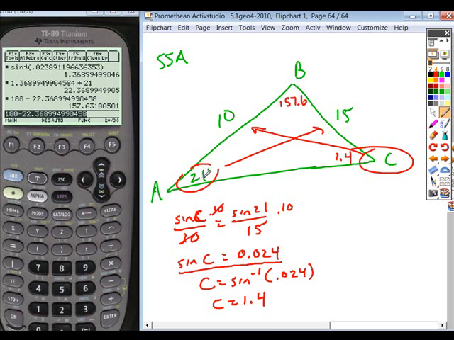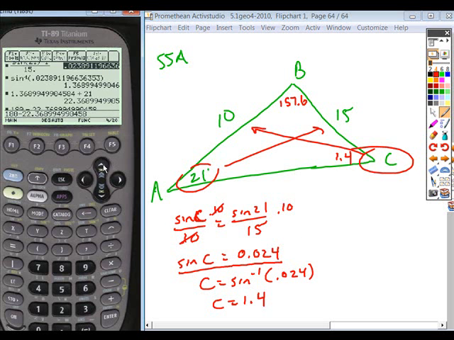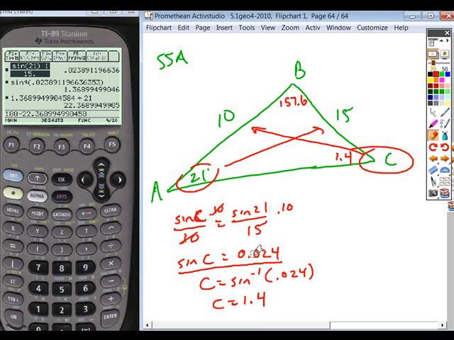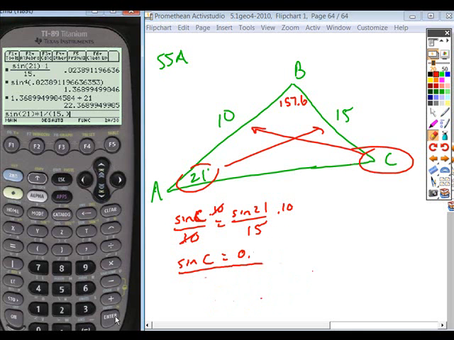Messing. Did I put... Oh, this one. I see. Thank you. Let me redo from this step. It didn't register my 10.